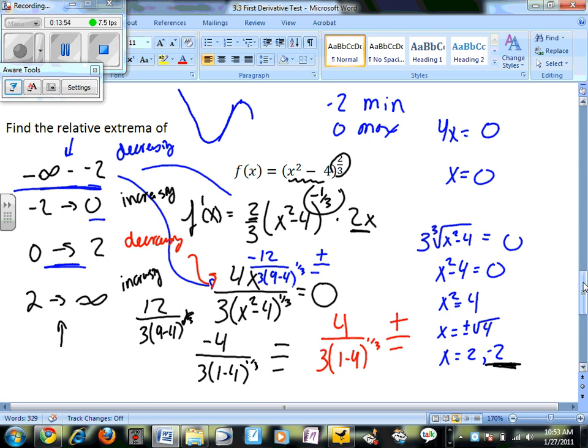All right, and then I got to figure out what it's doing at 2. From 0 to 2 it's decreasing, then at 2 all of a sudden it changes to increasing again. So I know that 2 is going to be a relative minimum.